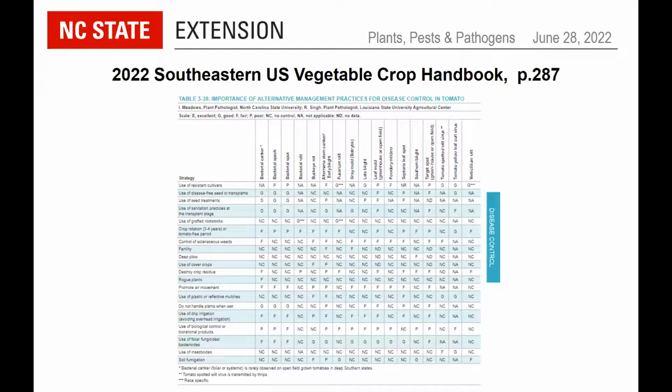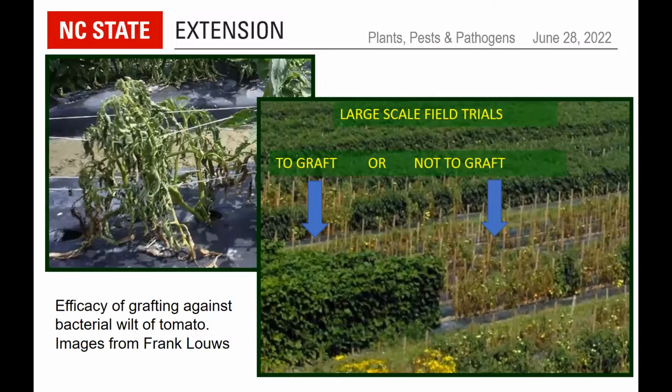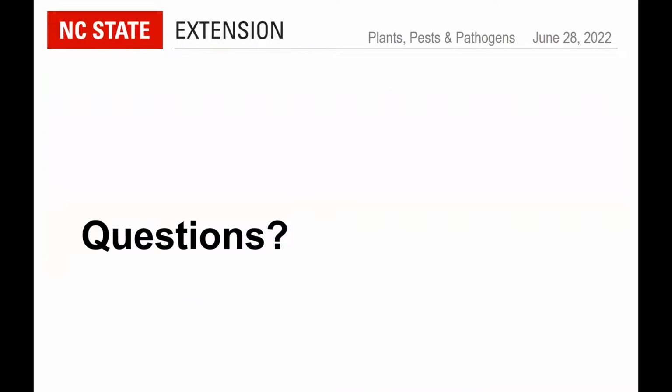And a quick picture of the effectiveness of some of these grafted tomatoes against bacterial wilt, pictures that Frank Lowe's gave me, and you can see the grafted ones there, lush and green, and the not grafted ones completely wiped out. All right, to your questions then in the chat box.